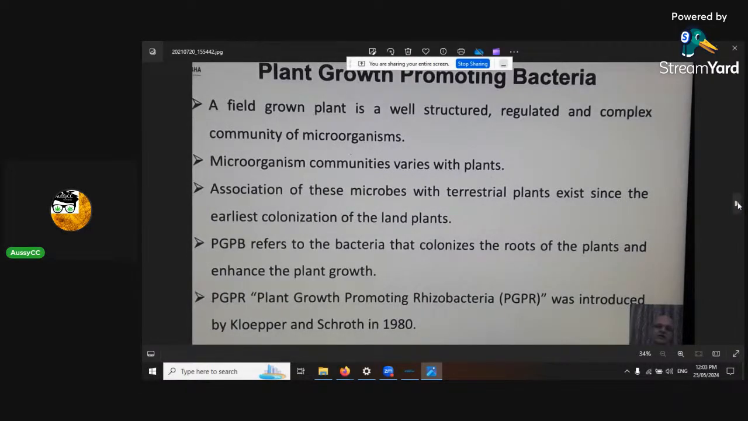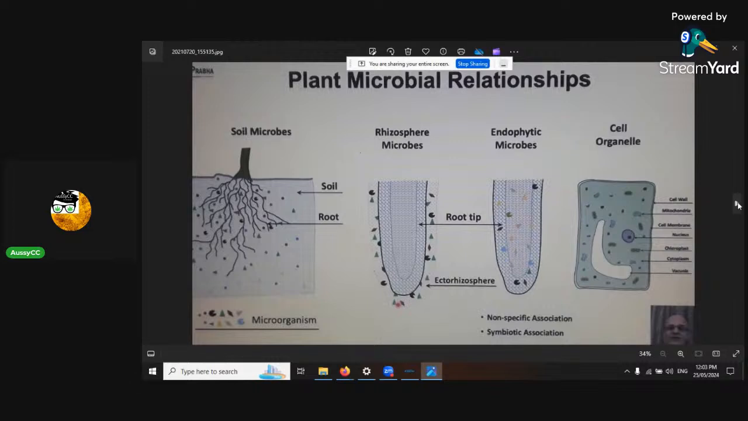Plant growth promoting bacteria, here's another one with pesticides. Biopesticides, sorry. Different explanations on different areas and where the microbes are. That's inside of a microbe itself. Endophytic microbes are inside of the tissue. Rhizosphere just outside of it. And in the soil as well.